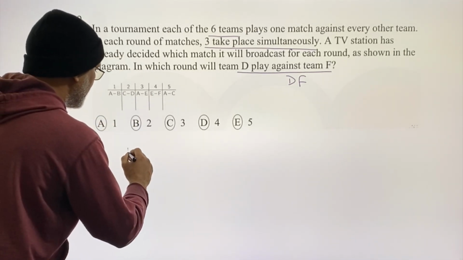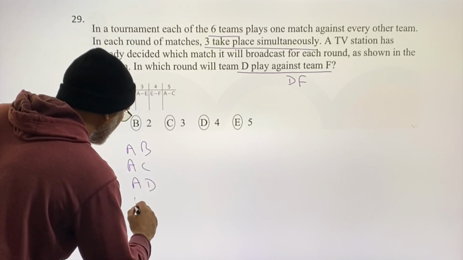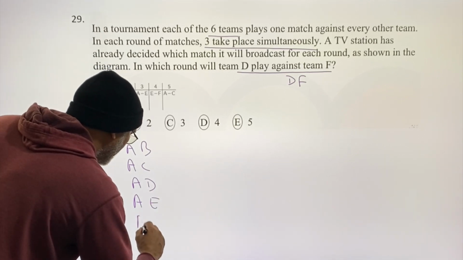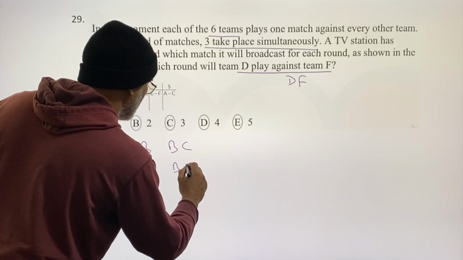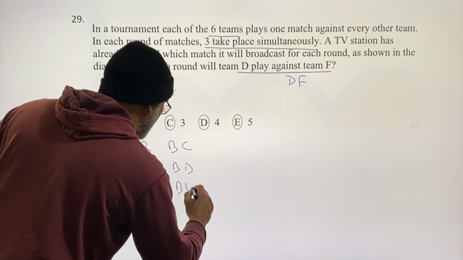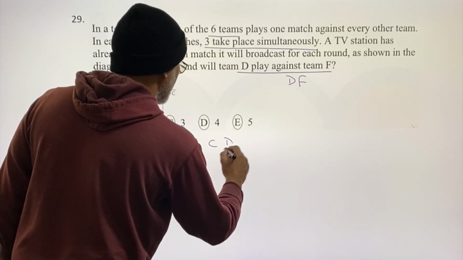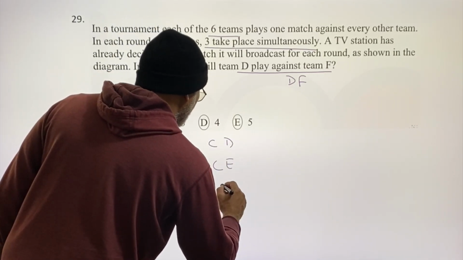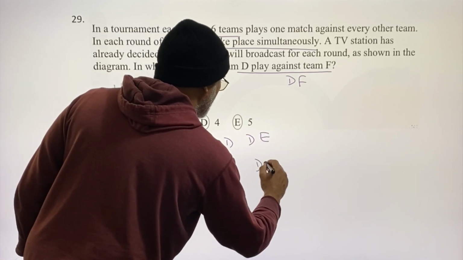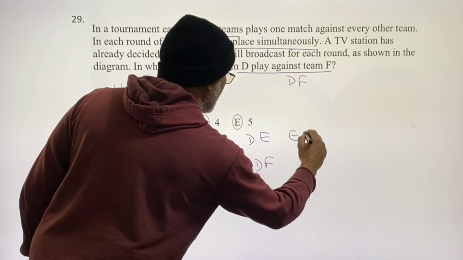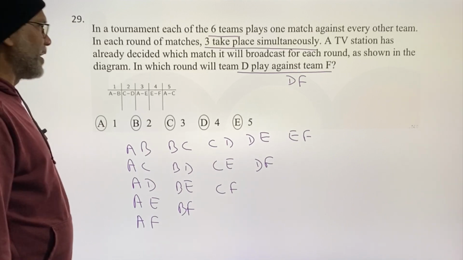All right. So what we can do is first list out all possible matches. So let me do that. AB, AC, AD, AE, AF, then BC, BD, BE, BF, then CD, CE, CF, DE, DF, and then EF. So these are all possible matches, right?